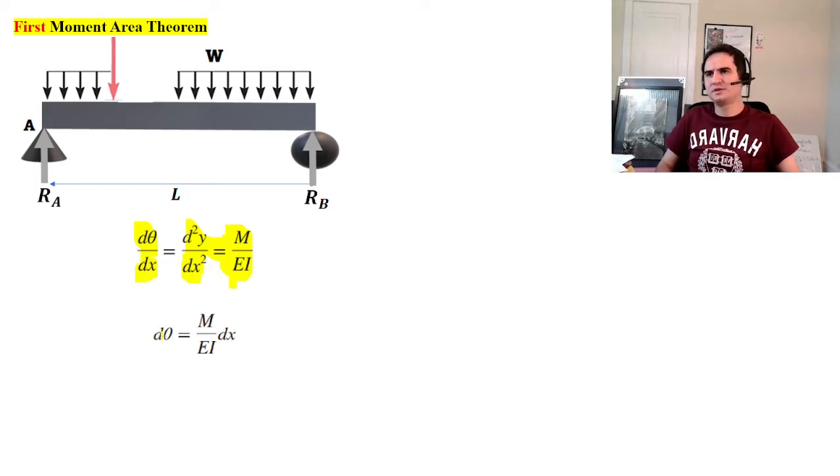If you just rewrite this equation, taking this dx over here, it says d theta is equal to M over EI dx.